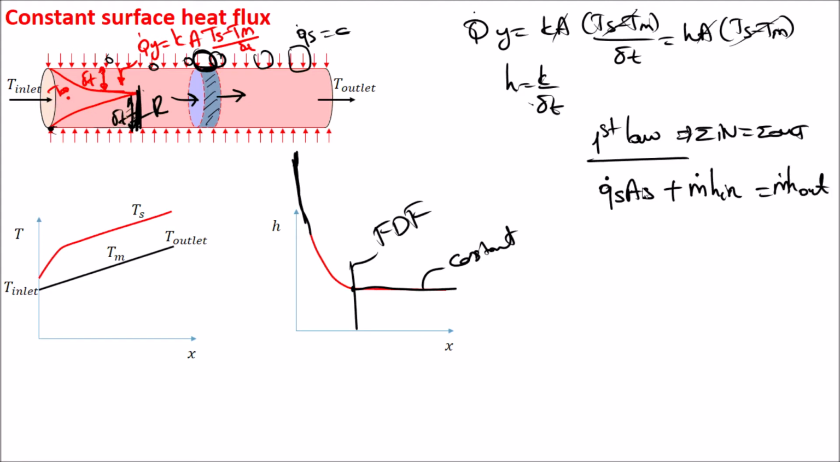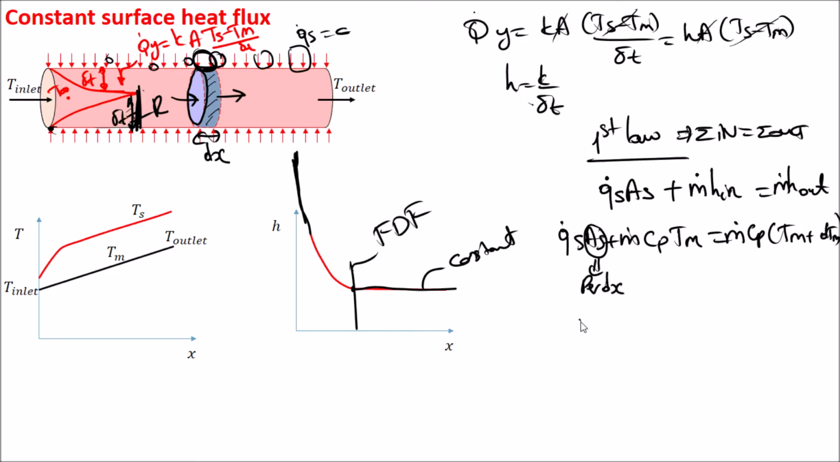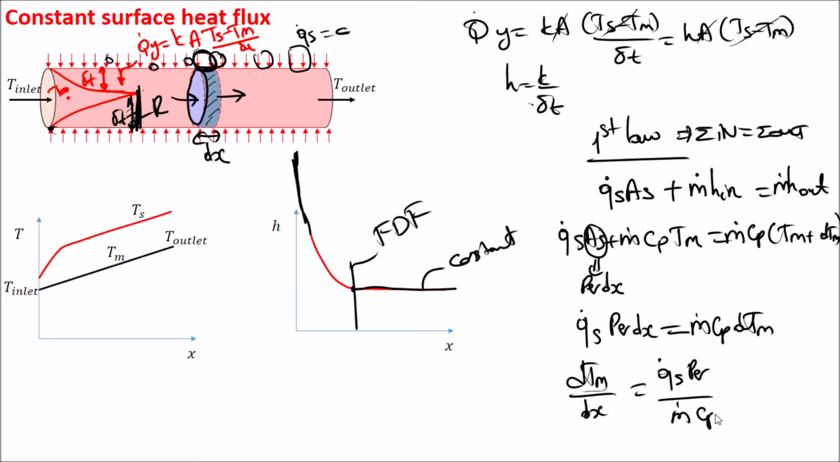For the enthalpy in, I can write m dot cp Tm. For the enthalpy out, I can write m dot cp times Tm plus a small temperature change across it. If it is a small elemental volume, As will be equal to the perimeter times the thickness dx, a very small thickness. So q dot s times perimeter times dx will be equal to m dot cp dTm. Then dTm by dx will be equal to q dot s times perimeter by m dot cp. This will be the result.